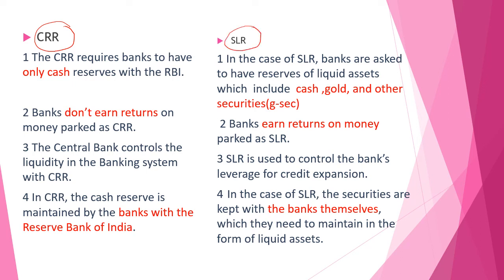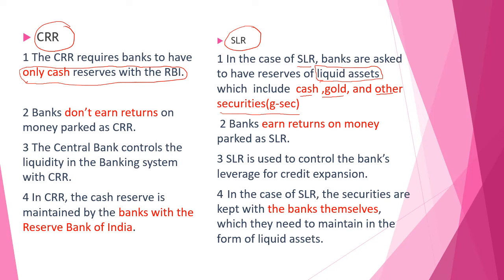The CRR requires banks to have only cash reserves with the RBI. CRR, the name itself indicates that it is only cash reserves with the RBI. But in the case of SLR, banks are asked to have reserves of liquid assets. The bank can reserve liquid assets like cash, gold and other government securities. Most probably banks always select government securities. Okay, that is a sovereign bond. That's why banks always prefer to hold SLR in government securities.